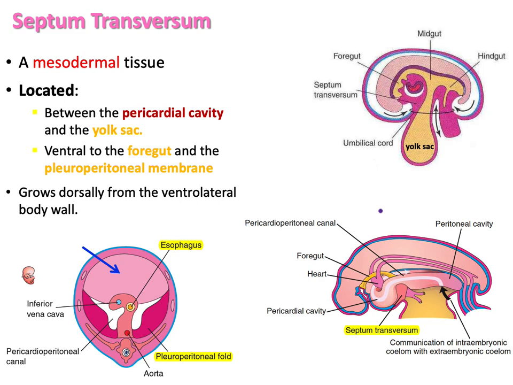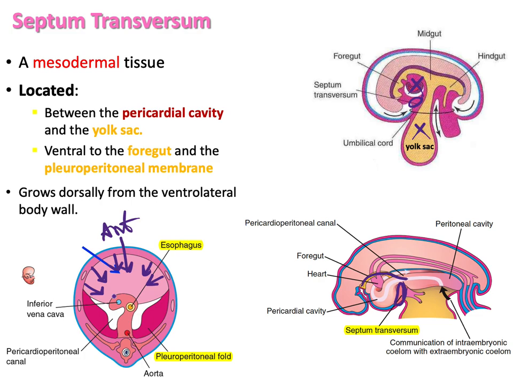So the septum transversum, let me remind you, is located between the pericardial cavity and the yolk sac. With further development, you will see that the septum transversum is in the front, or ventral, to the foregut. This is the foregut, and this is the septum transversum. Septum transversum is a mesoderm, right? So it starts to grow dorsally from the ventrolateral body wall in order to close and form the central part of the diaphragm.